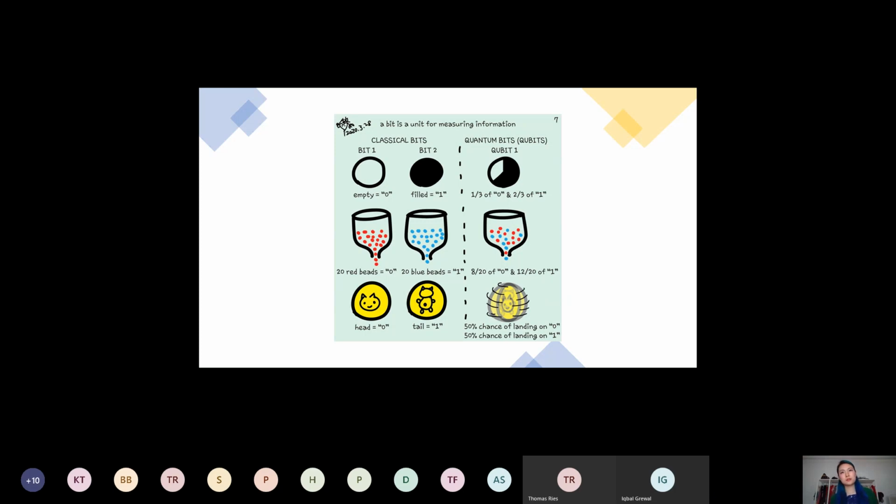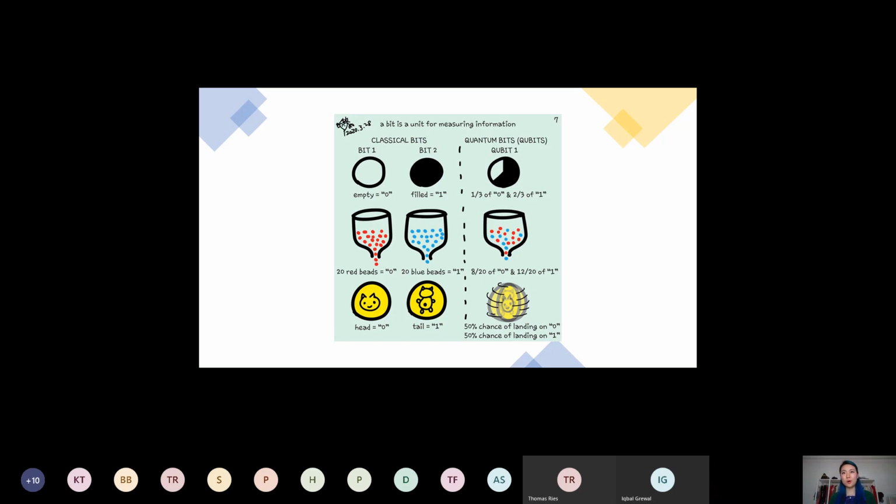In a quantum bit, you can mix up these colors, and perhaps you will have 8 out of 20 of them being 0, 12 out of 20 of them being 1. Same as this coin metaphor. Heads could be a 0, tails could be a 1. But if it's a spinning coin, you don't know which side it's going to land on. If it's an even coin, you could have a 50% chance of landing on 0, or a 50% chance of landing on 1.